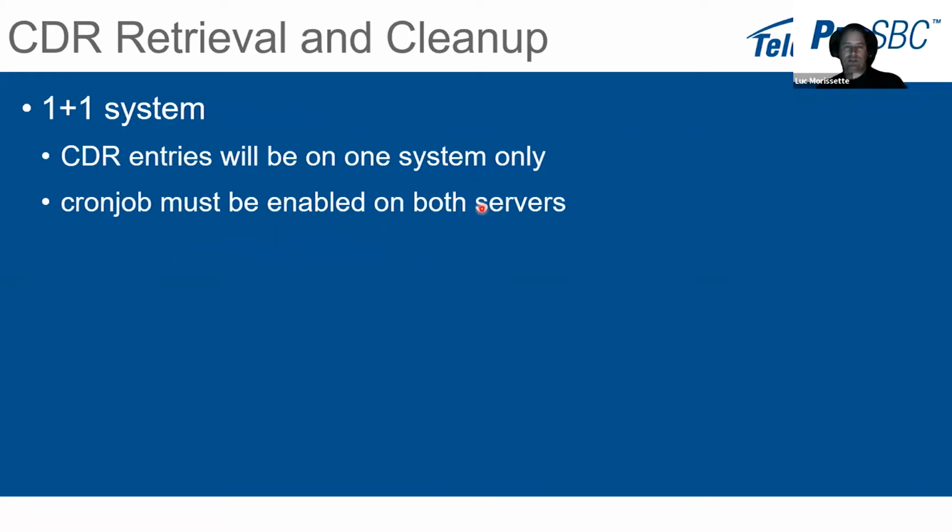On a 1+1 system, the CDR entries will be on one system only. Because the gateway application runs as a 1+1 active standby configuration, only the active one will keep the local CDRs. So if you need to make sure that you get all the call detail records in case of a fallback, both systems need to have this cron job enabled. Or if you use SFTP, you need to go on both servers to get the data.